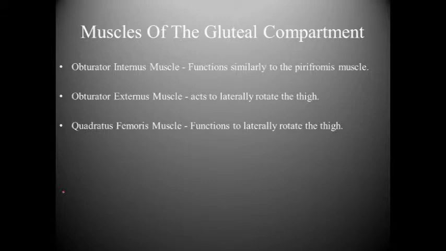The obturator externus muscle acts to laterally rotate the thigh. The quadratus femoris muscle functions to laterally rotate the thigh. And so the obturator externus muscle and the quadratus femoris muscle are kind of working together.